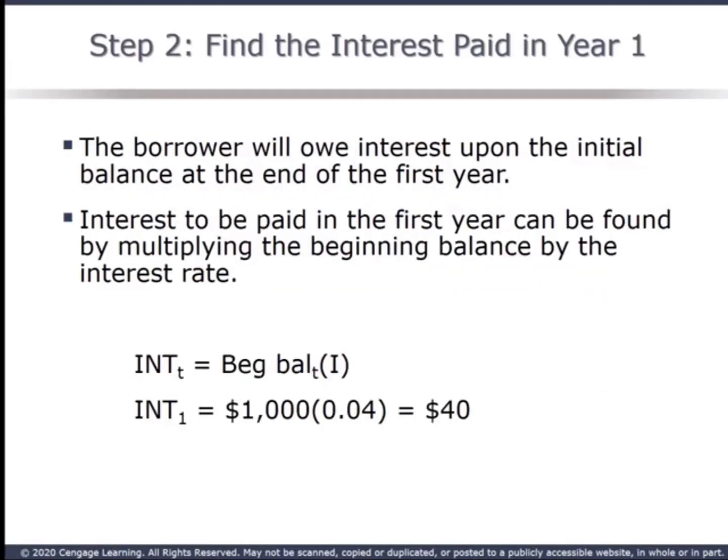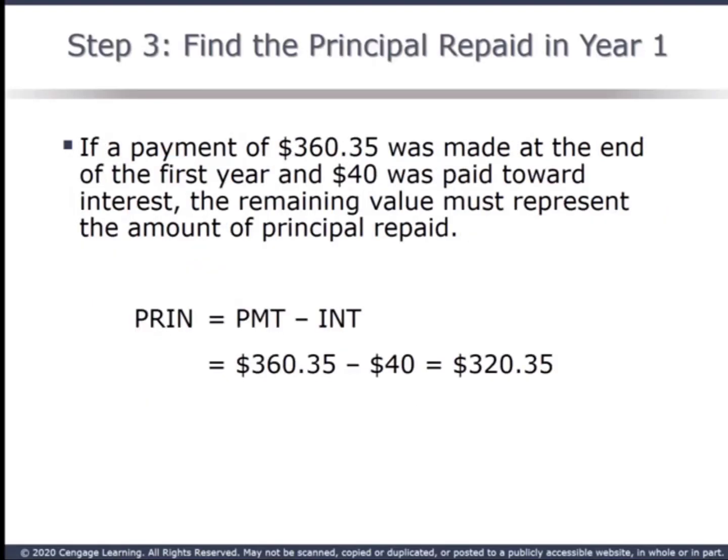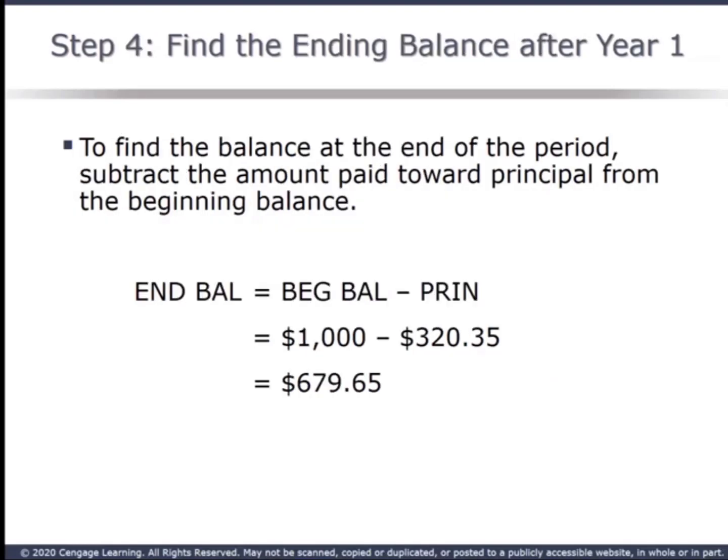Step 2, interest paid in the first year is the loan balance, $1,000 times the interest rate, 1,000 times 4%, $40. Step 3, the reduction in principal in year 1 equals the total payment minus interest, $360.35 minus 40, $320.35. The year 1 ending balance is equal to the year 1 beginning balance minus the amount applied to principal. 1,000 minus 320.35 is equal to 679.65.